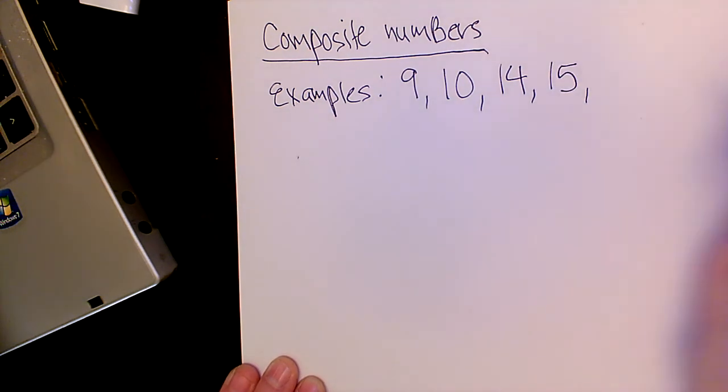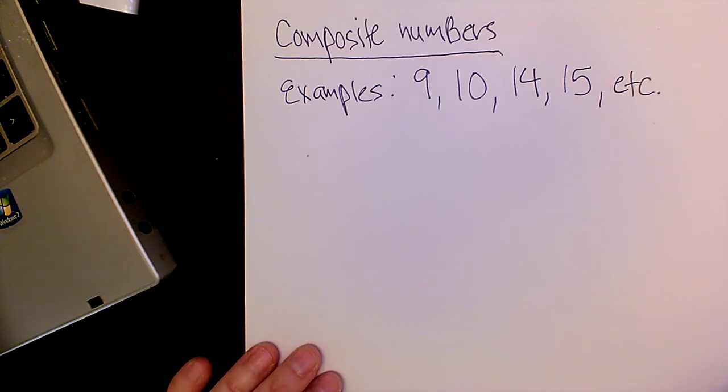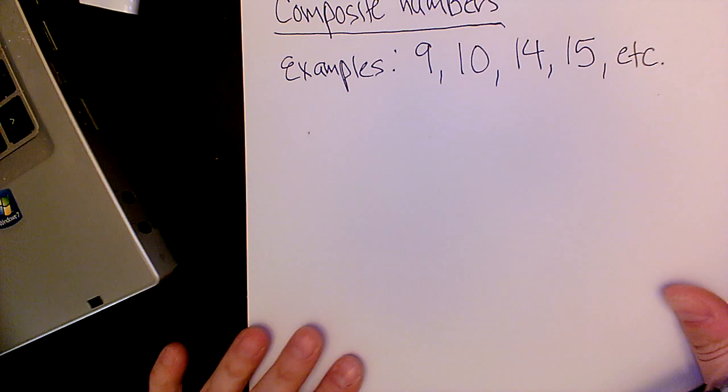And what about 15? Is 15 a composite? Does 15 have more than 2 factors? Well, it has 1 times 15, but does it have anything else? Well, 3 goes in and 5 goes in. 3 times 5 is 15. So it has 4 factors, which is more than 2, so it is also a composite. And there's millions of composite numbers and there's millions of prime numbers. So they just go on forever, both of them.